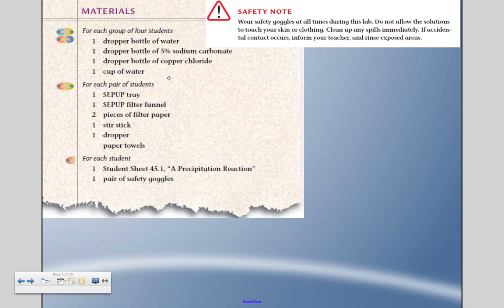The next slide talks about the different materials that you'll need. Please don't just skip these and not pay attention to them. A dropper bottle of water, a dropper bottle of 5% sodium carbonate, a dropper bottle of copper chloride, a cup of water, CPUP tray for each pair, CPUP filter funnel for each pair, 2 pieces of filter paper, 1 stir stick, 1 dropper, some paper towels, and it talks down here about worksheet 45.1, but I'm not going to give that to you. I think that you should just make that in your online notebook.